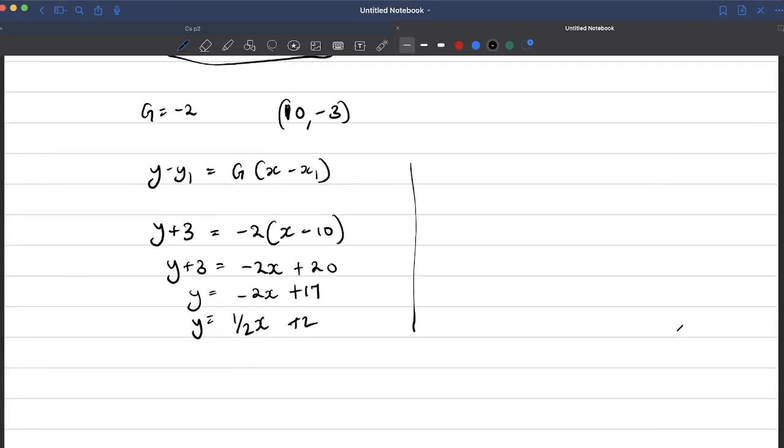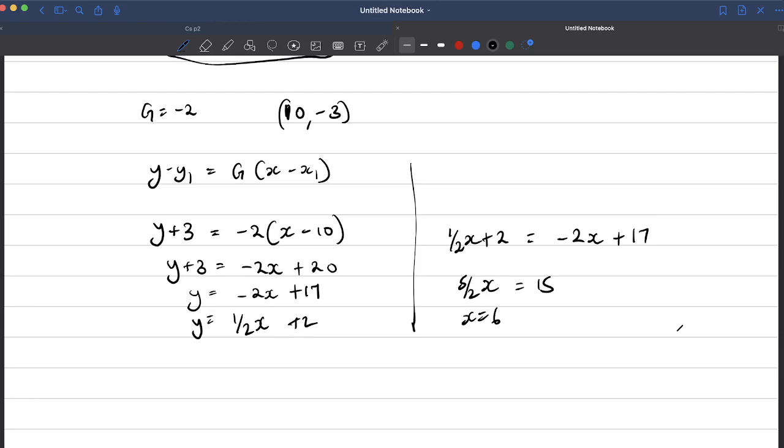So if I equate these two together, I will get half x plus 2 equals to -2x plus 17. Okay, and then I'm going to take half the other side. So I'm going to take 2 the other side. So half plus 2 becomes 5/2x equals to 15. Now 15 divided by 5 over 2 will give me x. So therefore x is equals to 6.